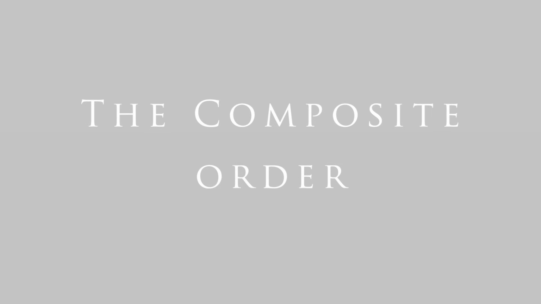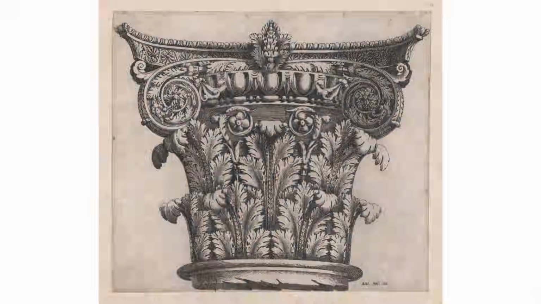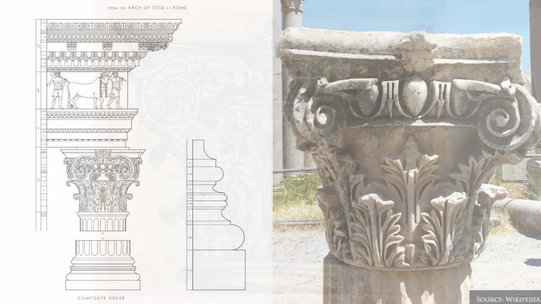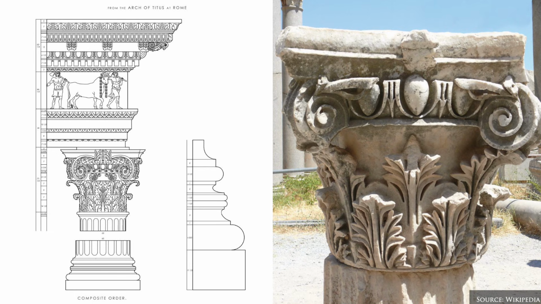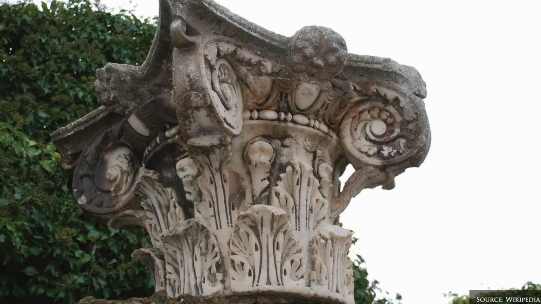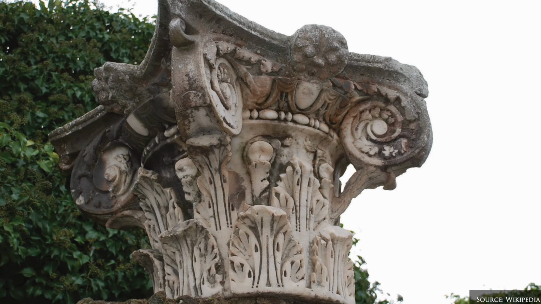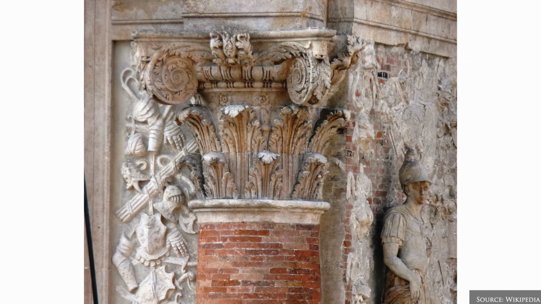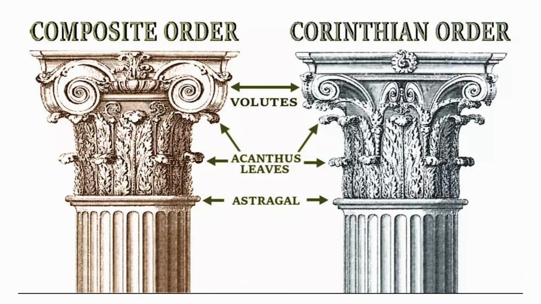The Composite order. Lastly, the Composite order is made of elements from the Ionic and Corinthian orders. It features a distinct base, and its capital is composed of both Ionic volutes and Corinthian acanthus leaf ornamentation. The main difference between the Corinthian and Composite orders is the size of the volutes, which are more prominent in the Composite capital.